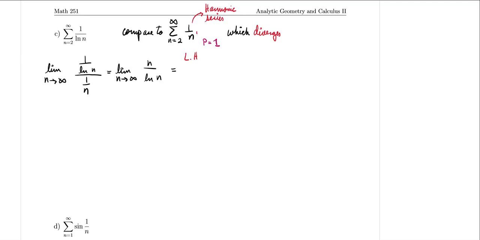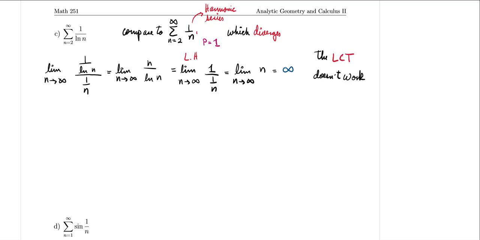Taking the derivative of the top, we get a 1. Taking the derivative of the bottom, we get a 1 over n. And we're taking the limit as n goes to infinity. If you have 1 over n in the denominator, we can easily rewrite this as the limit as n approaches infinity of n, which puts us in a little bit of trouble because in this case the limit is infinity, so the limit does not exist. So for this particular problem, the limit comparison test isn't conclusive. It doesn't work, because again, we want our limit to be positive and finite.